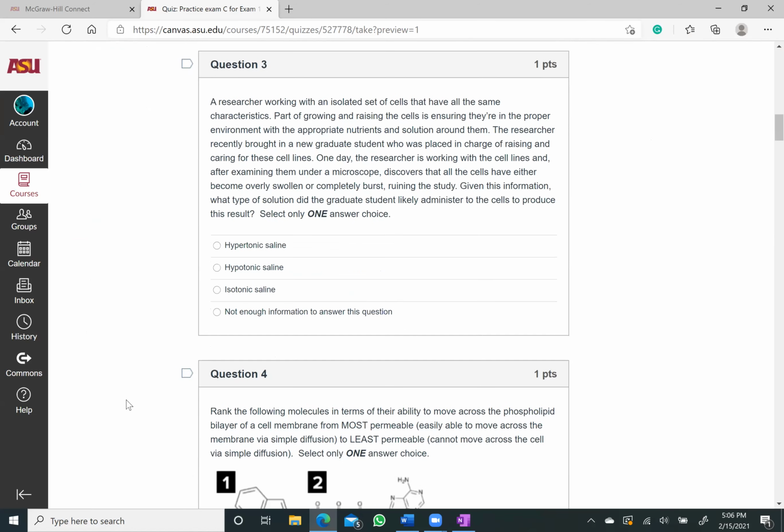All right, cool. Question 3. And these questions are big too. There's like some big paragraphs. So I didn't memorize them all, so I have to reread through them a bit. Okay, so the really important part in this is that these are just becoming overly swollen or completely bursting, which means it's hypotonic saline.